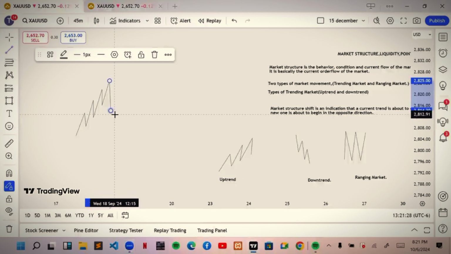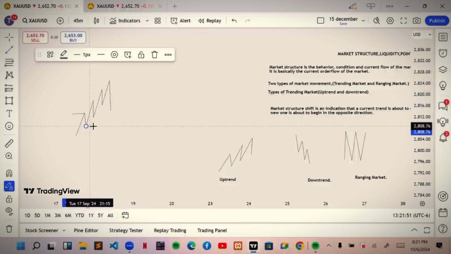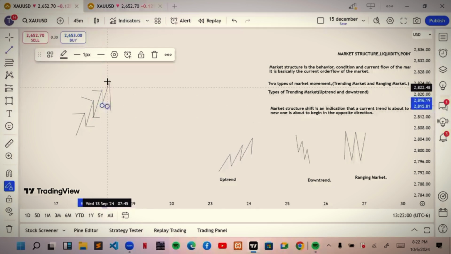That's what I'm saying. The market structure shift basically is an indication that the current trend is about to end and the new one is about to begin in the opposite direction. Previously, the market was on an uptrend. The characteristics of an uptrend are higher highs, higher lows, higher highs, higher lows. So this is the higher high, then this is the higher low. This is the higher high, this is the higher low. This is the higher high, this is the higher low. This is the higher high.